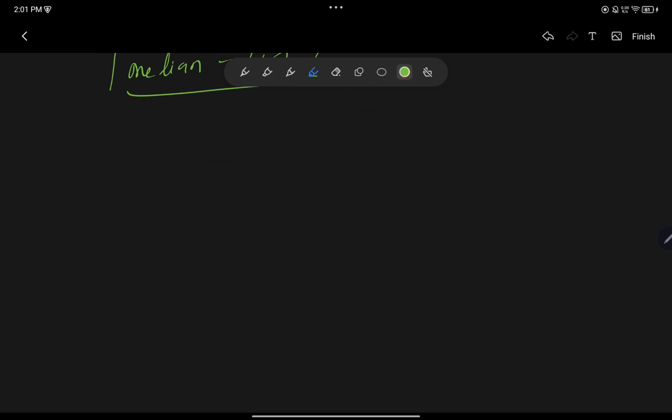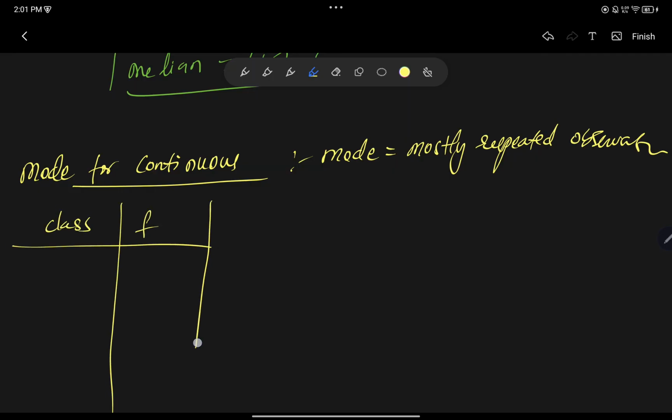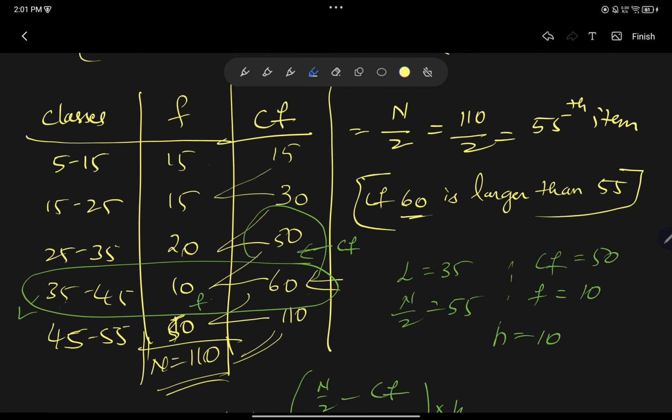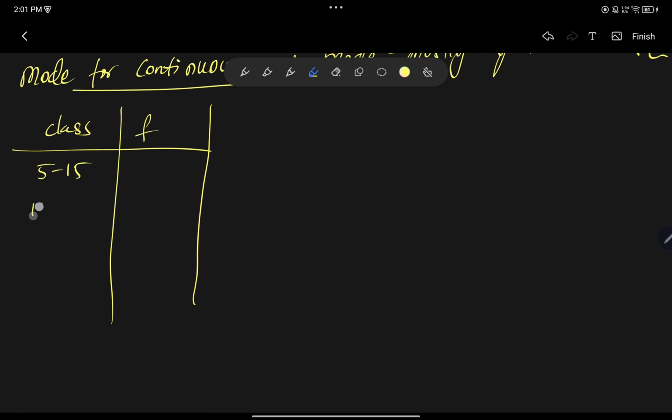Now next we need to calculate mode for a continuous series. What is mode? Mode means the most repeated observation. Let's take the same question. We need to write down the classes and the frequency as we have written for the median. Classes 5 to 15, 15 to 25, 25 to 35, 35 to 45, 45 to 55.